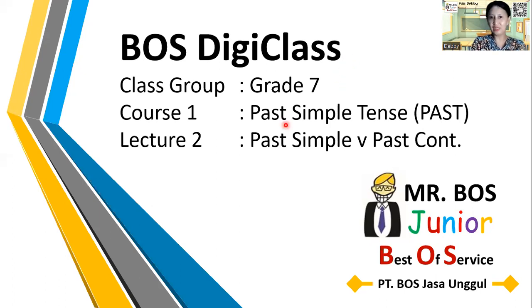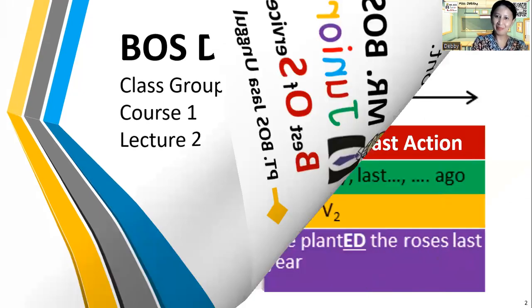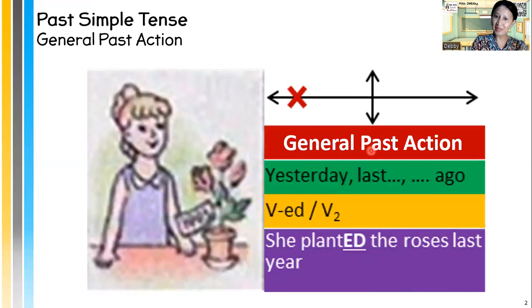Today we are going to learn about simple past tense, and something new: the past simple versus the past continuous tense. Let's start. Remember, the simple past, or past simple, is a general past action. It happened already in the past, and the time signal is usually like yesterday or last something. We use verb-ed for regular verbs, or verb 2 for irregular verbs like came, ate.